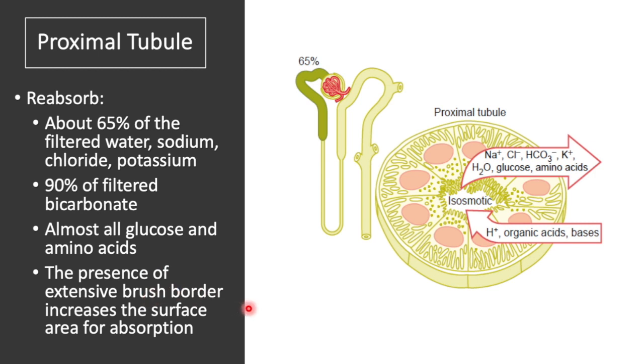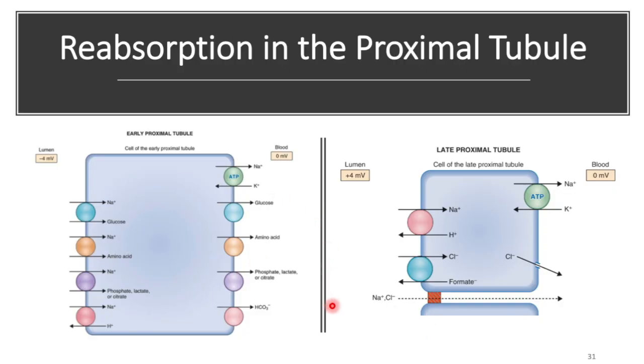There is presence of extensive brush border, which increases the surface area for absorption. There is also some secretion process going on in the proximal tubule. Secretion means that the substance moves from peritubular capillary into the lumen. Proximal tubule secretes excess hydrogen ions, organic acids, and bases. Reabsorption process in the proximal tubule occurs mainly via active process, either primary or secondary active transport. The reabsorption process is quite different in the early proximal tubule and late proximal tubule.